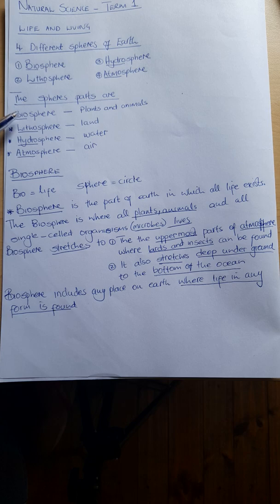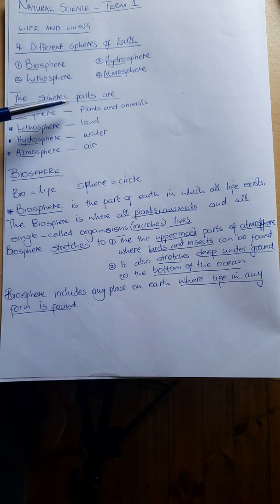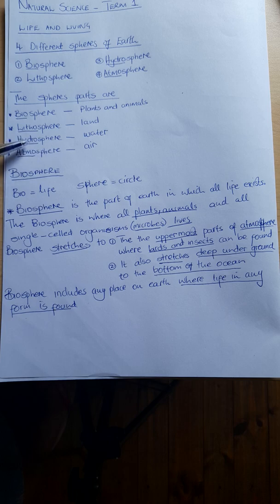Here they are just telling us what is in each and every sphere. For example, bio means life, so in the biosphere there are plants and animals. In the lithosphere we have land, since litho means land. Hydro means water, so the hydrosphere has water. And in the atmosphere we have the air.